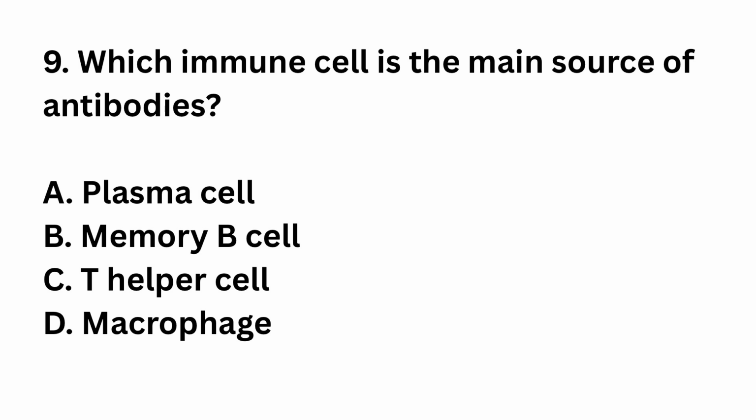Question number 9. Which immune cell is the main source of antibodies? Plasma cell, memory B cell, T helper cell, macrophage. The right answer is option A, plasma cell. Plasma cells are differentiated B cells. They secrete large amounts of antibodies.